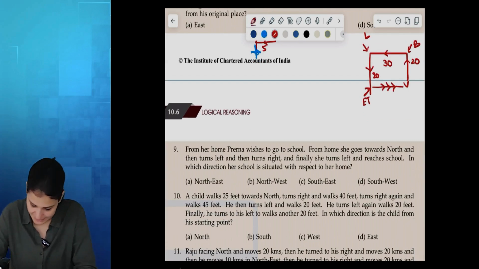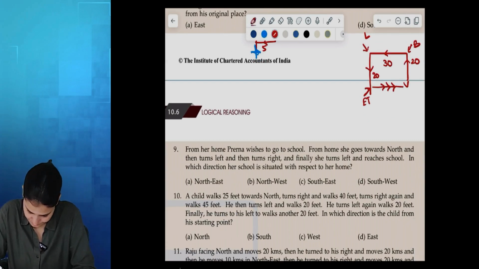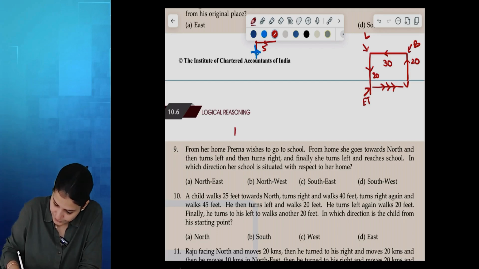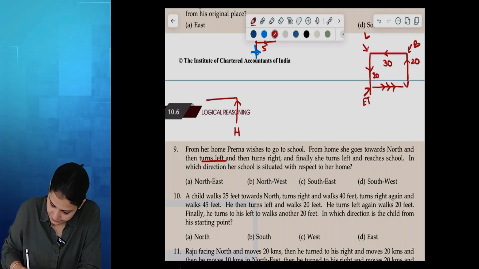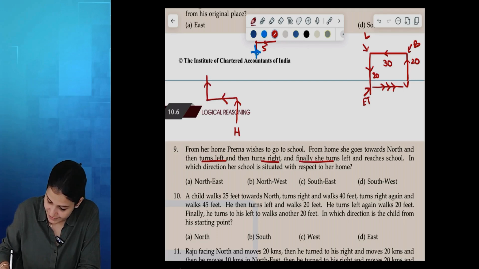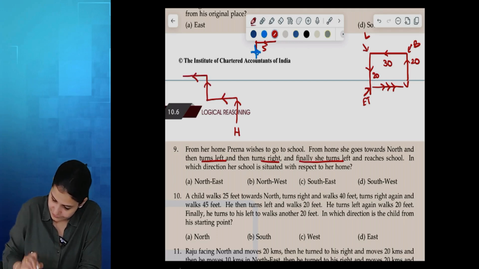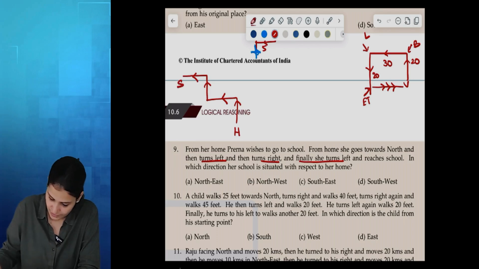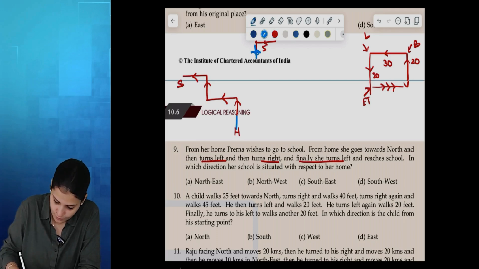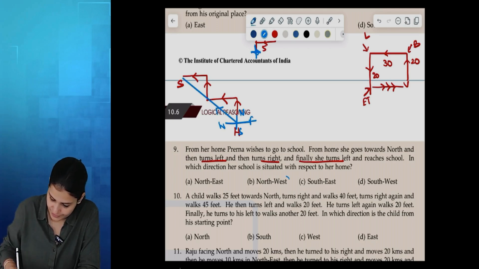Next, question number 9. Answer. Northwest, ma'am. From her home, Prerna wishes to go to school. From home, she goes towards north, turns left, then turns right, and finally she turns left and reaches school. In which direction is our school situated with respect to our home? That's our home. And this is the direction. So this is northwest.